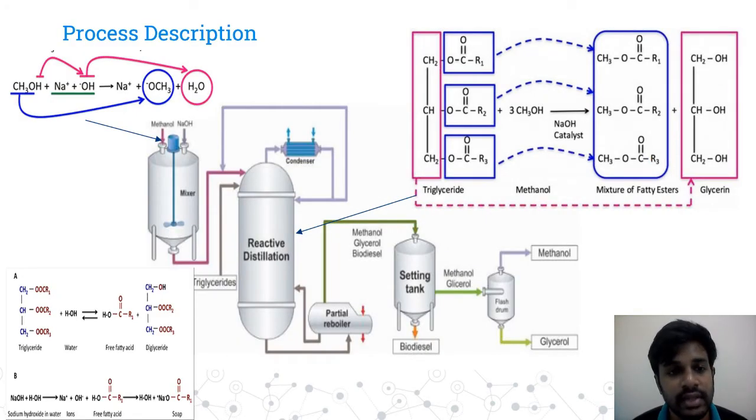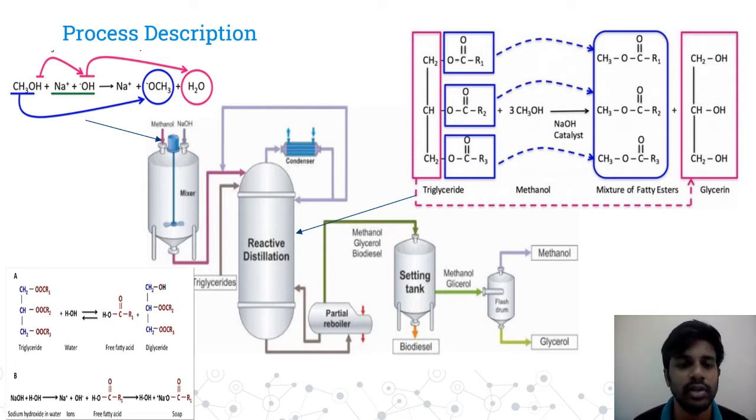My fellow friends, I'm going to present the description of a biodiesel production plant. It is a transesterification process, which is the conversion of triglycerides or fats in vegetable oils or animal fats into biodiesel. The first step of the process is to prepare the catalyst for the reaction.